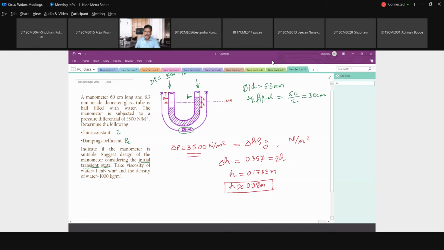Okay, so the H, which is 0.18, and available is 0.15, which is not suitable, and because of this it will come out of the tube. The working fluid will overflow. The overflow will take place. It will spill out of the tube. है ना? Are you getting my point?